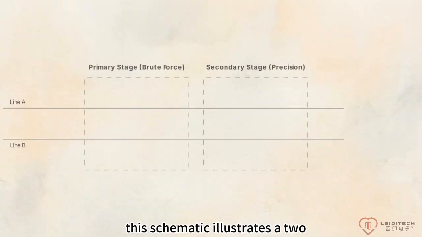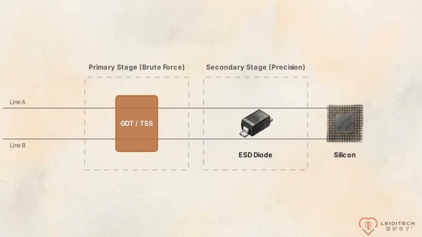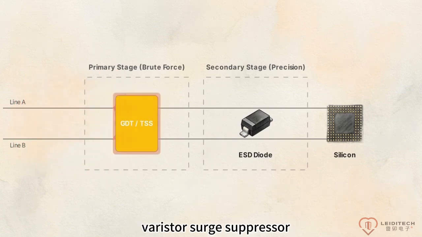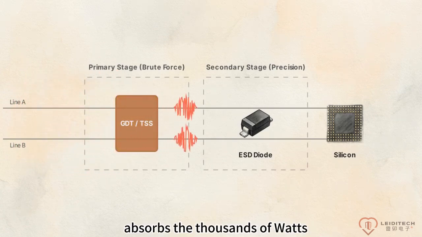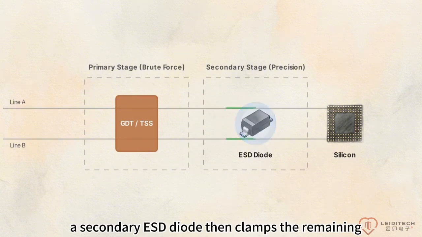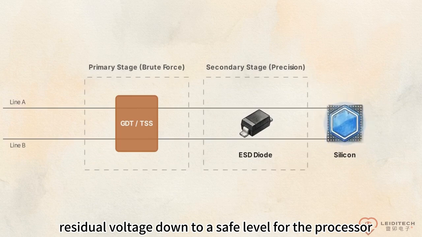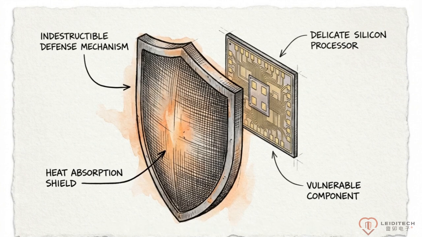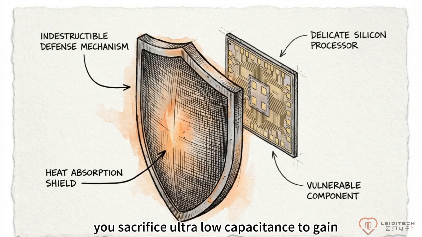This schematic illustrates a two-stage protection architecture. A primary component, like a gas discharge tube or a thyristor surge suppressor, absorbs the thousands of watts from the incoming surge. A secondary ESD diode then clamps the remaining residual voltage down to a safe level for the processor. Industrial protection flips the priority list. You sacrifice ultra-low capacitance to gain absolute brute force energy absorption.